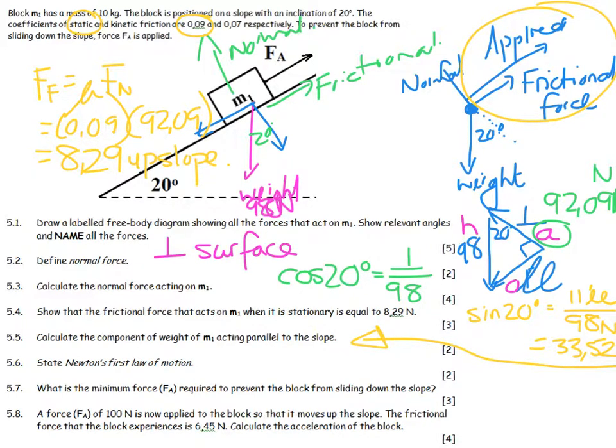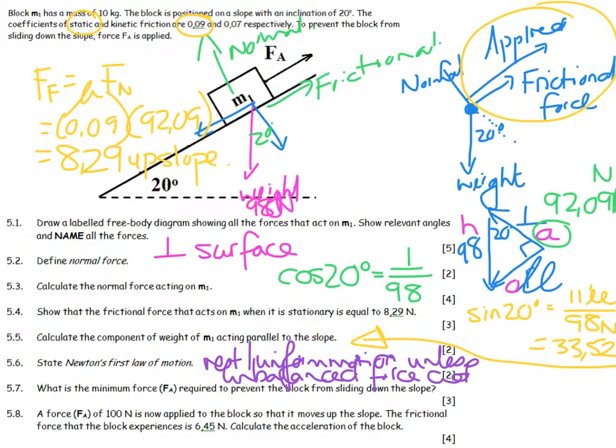State Newton's first law of motion. We've got to know all of our definitions quite nicely. So Newton's first law of motion is that an object continues at rest, or in the same uniform motion, unless an unbalanced force acts on it. That reminds us that we have got to look for balanced forces.